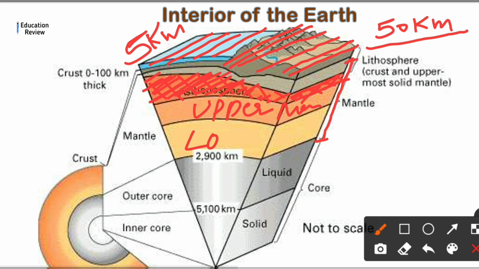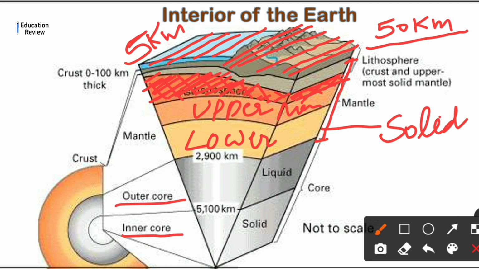Okay friends, the lower mantle is in solid form. Lower mantle is in solid form. Okay, the core is also divided into two parts, outer core and inner core. Outer core is in liquid form and inner core is in solid form.